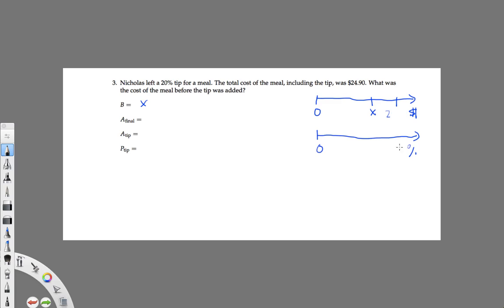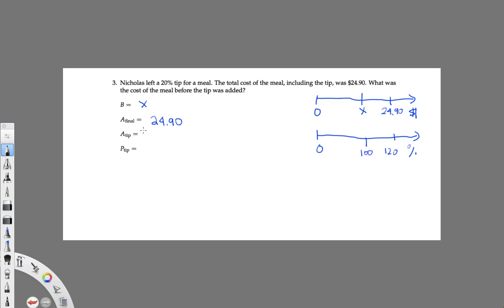And you know, I'm just gonna give myself a little more room to work with here. So I'm gonna call that X as the base. So that's 100%. Here's $24.90. That's the final amount. And that's a 20% tip, so that's actually here at 120%. So the base is X. The final amount is $24.90.